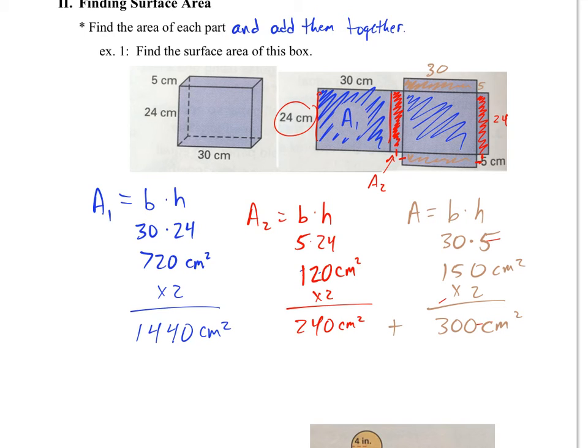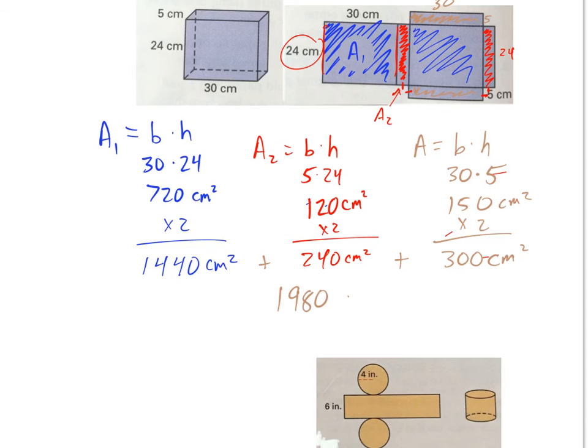And now to get our final answer, we just take and add all of those together. So if you beat me to it, feel free to holler the number out. That's 1,980. Perfect. Thanks, John. So 1,980. And the units will be? Centimeters squared. Perfect. Centimeters squared.